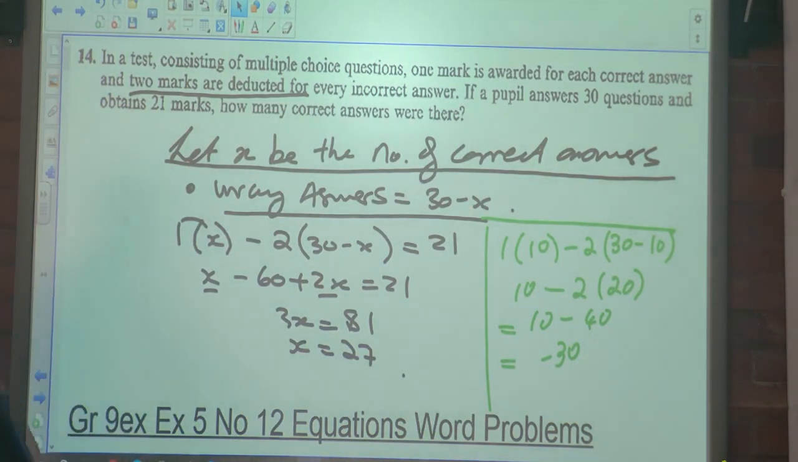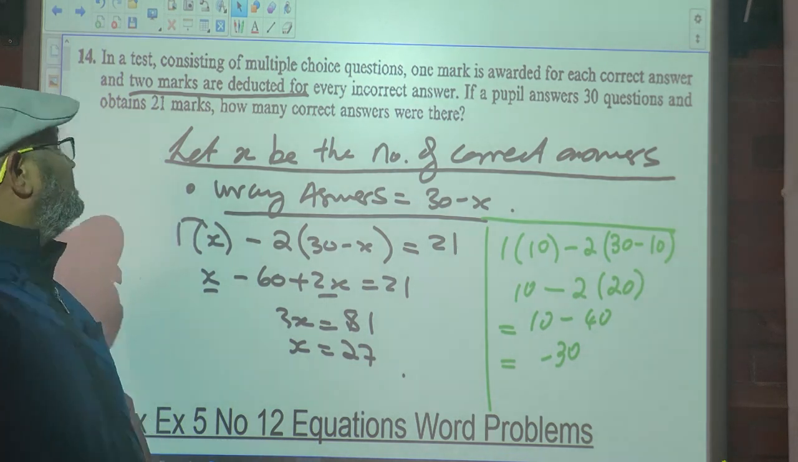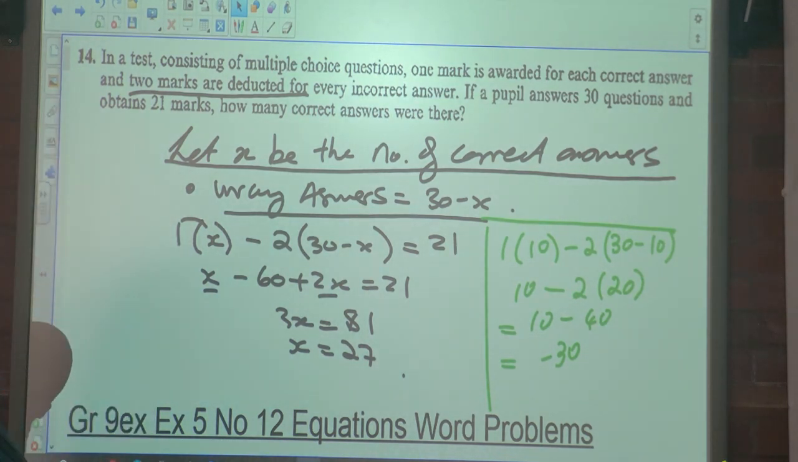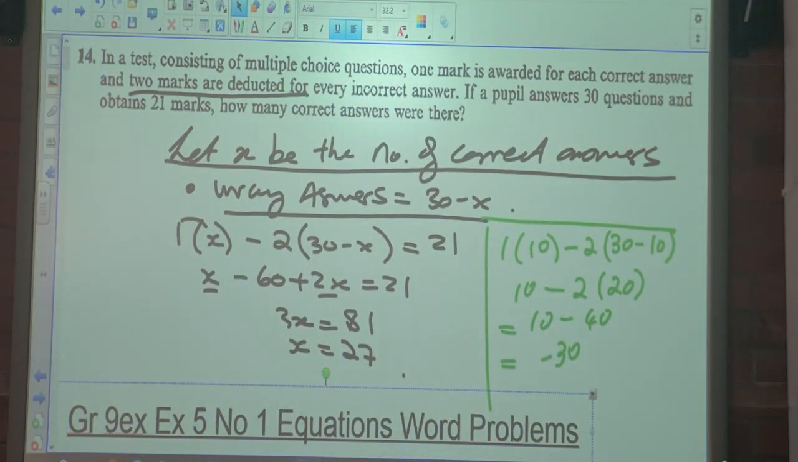People, who got this one right? Only 3 of you. Alright. But here's your opportunity now to go home and over the weekend master these word problems. For homework, I would like you to complete number 15 to 20.